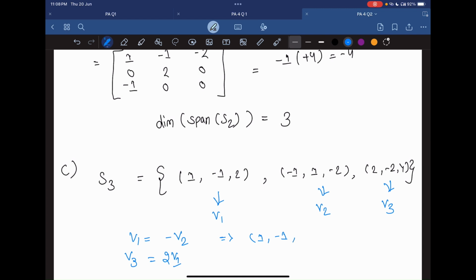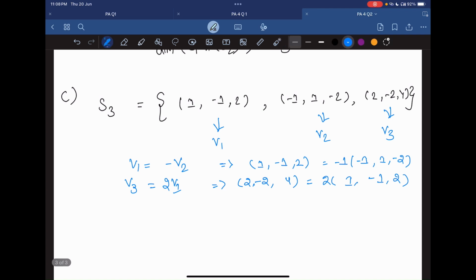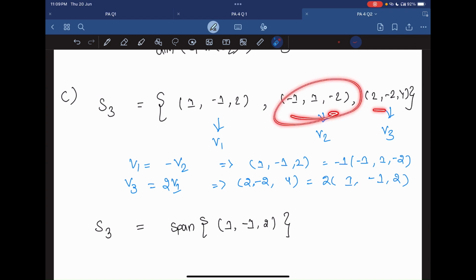If we try, 1, minus 1, 2 is equal to negative 1 times minus 1, 1, minus 2, and v3, that is 2, minus 2, 4, is equal to 2 times 1, minus 1, 2. So that means the spanning set for S3 would be, it's not necessary that we have to choose this vector. We could have chosen this vector or this vector also. But the point is that S3 would be spanned by only one of these vectors. So the dimension would be 1.